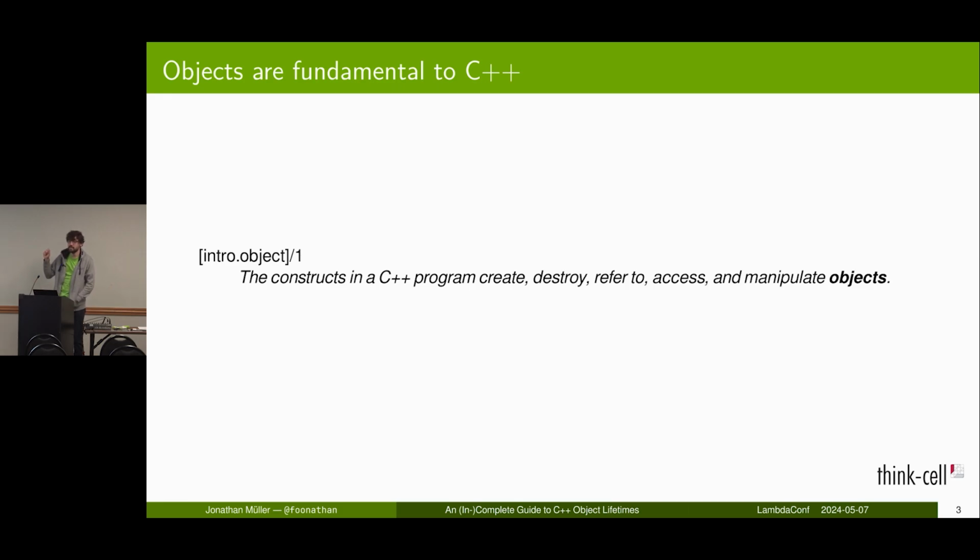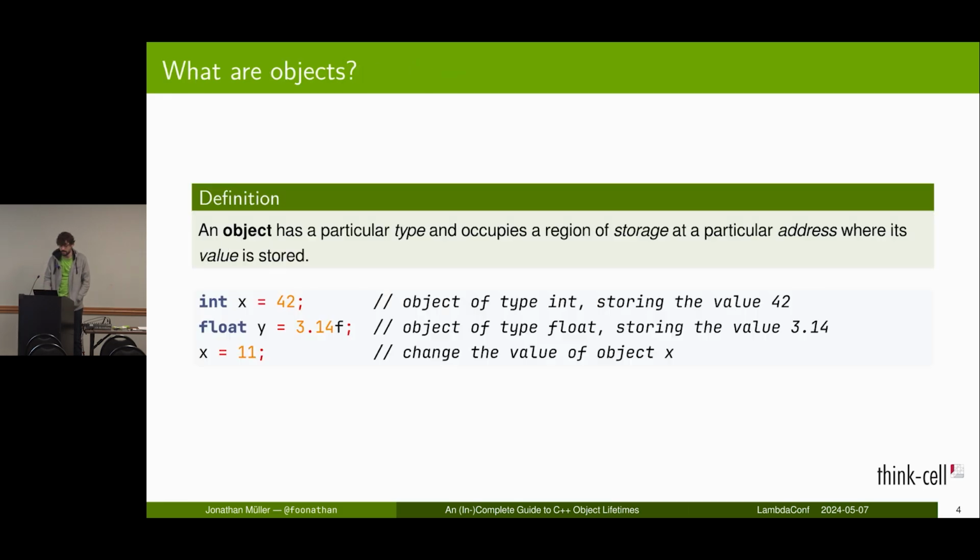And I don't mean objects in the sense of object-oriented programming. Object is a term of art from the C++ standard. It's something that has a particular type, occupies a region of storage at a particular address, and stores a particular value there. So for example, here we have two objects. The first object is an int named x. It's currently storing the value 42. Then we create a second object named y, currently storing the float 3.14f. And then we can later change the object x. So objects are mutable.